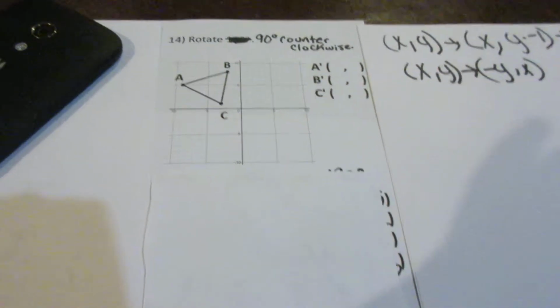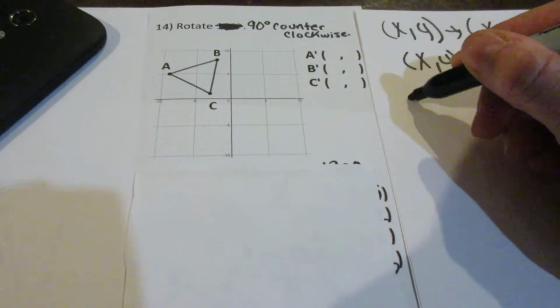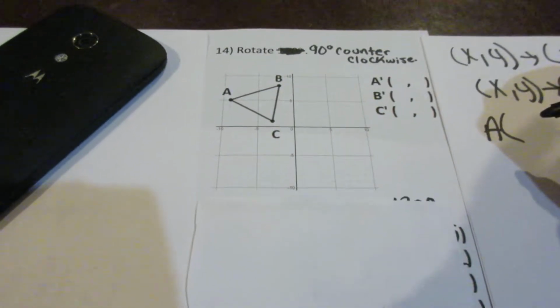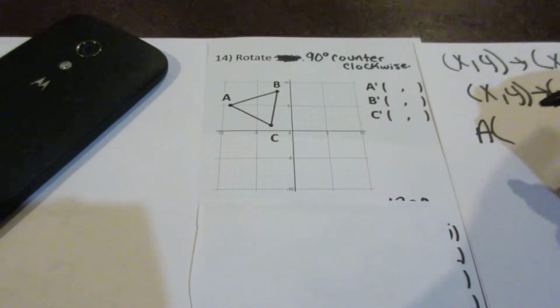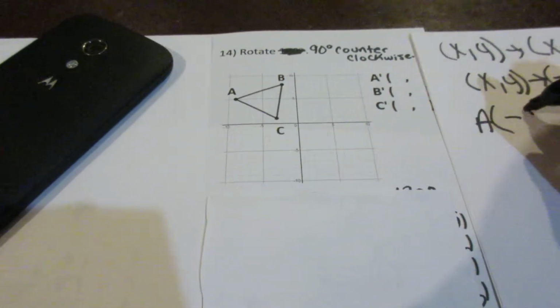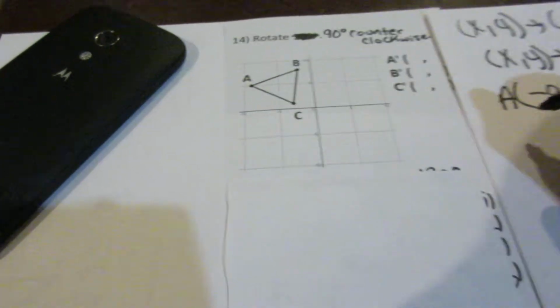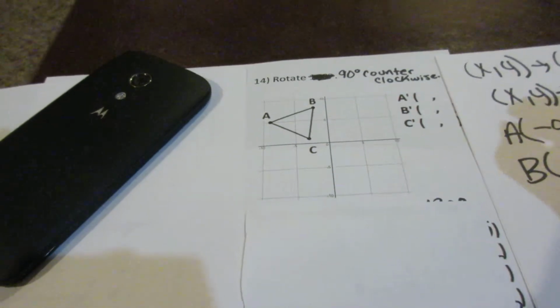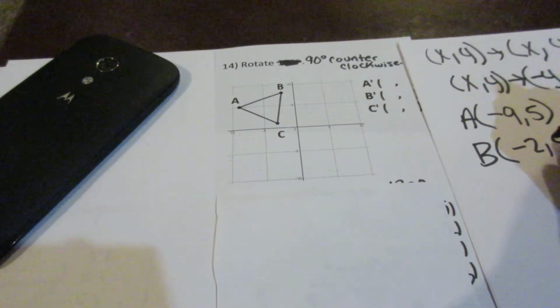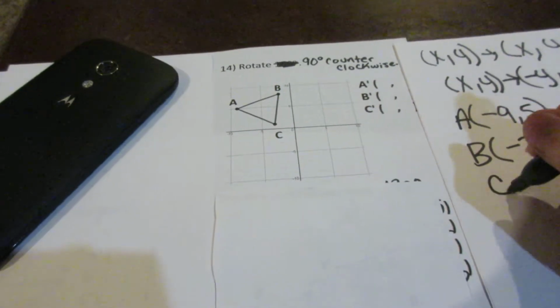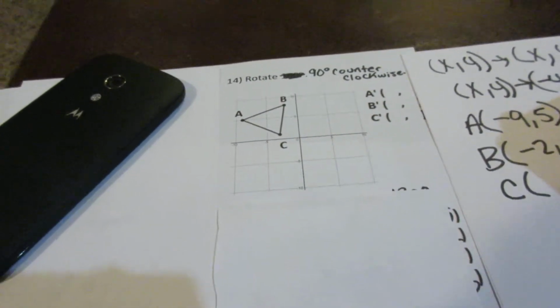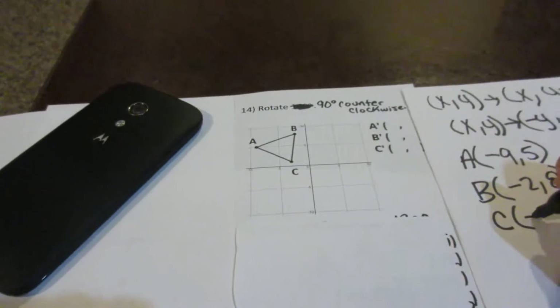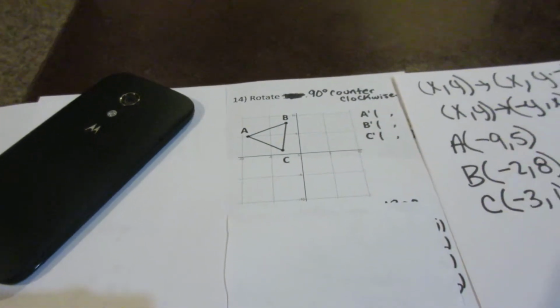There we go. Okay, so to actually calculate and graph this rotation, we're going to start by writing down the original location of points A, B, and C. Point A looks to be left 9 and up 5. So that's going to be (-9, 5). Point B looks like it is left 2, then up 8. So that will be (-2, 8). Point C looks like it's left 3, up 1. And so that will be (-3, 1).